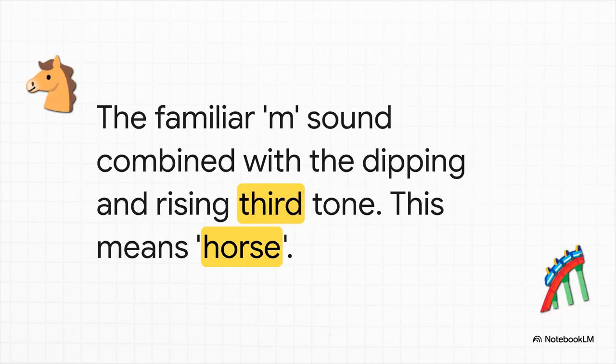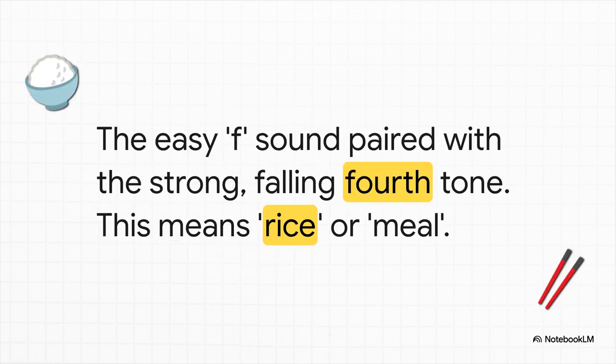Let's go back to one we already know. That super easy m initial, combined with that dipping and rising third tone we just practiced. Mǎ. And this, as we now know, means horse. And last but not least, our friendly f sound. Let's pair it with that strong, commanding fourth tone again. Fàn. This character means rice, or sometimes more generally, a meal.